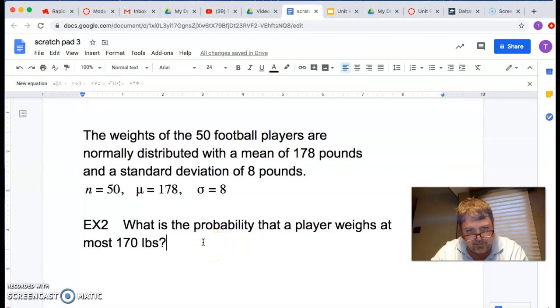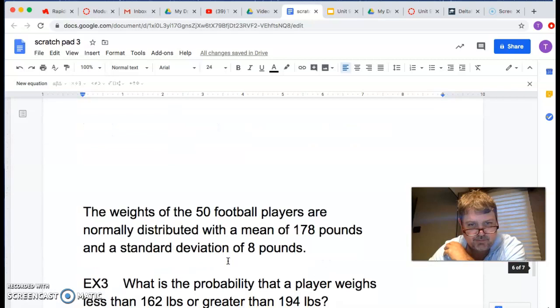Okay, so when they say probability, notice they've used the word probability here instead of what percent of players. So the probability that a player would weigh at most 170 would be 0.159, right, because probabilities are less than 1. And I guess you could report it as a percent. Since 15.9% of those 50 players meet this condition, the probability would be 0.159, which is 15.9%.